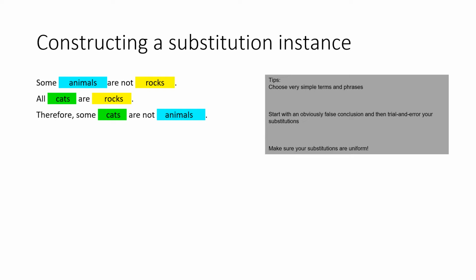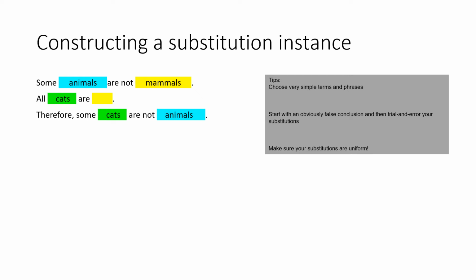But when I finish making my substitutions, because I have to make them uniformly, then I run into a problem. Some animals are not rocks is true, but all cats are rocks is false. And for a counterexample, what I need is true premises and a false conclusion. Well, no big deal. I just try again.